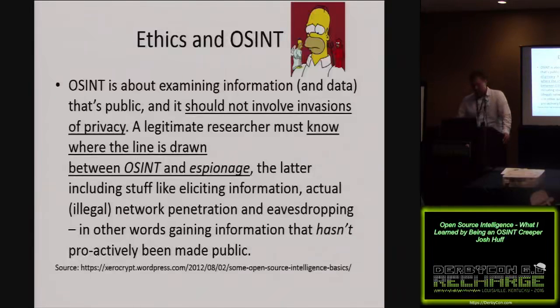Before we get into the exercises, a quick talk about ethics. A gentleman out of the UK has a security blog up, and I borrowed this from it with his permission. He just had a nice little segment of it that I think defines the good way to do this stuff. OSINT is about examining information and data that's public, and it should not involve invasions of privacy. A legitimate researcher must know where the line is drawn between OSINT and espionage, the latter including stuff like eliciting information, actual illegal network penetration, eavesdropping, in other words, things that haven't proactively been made public.